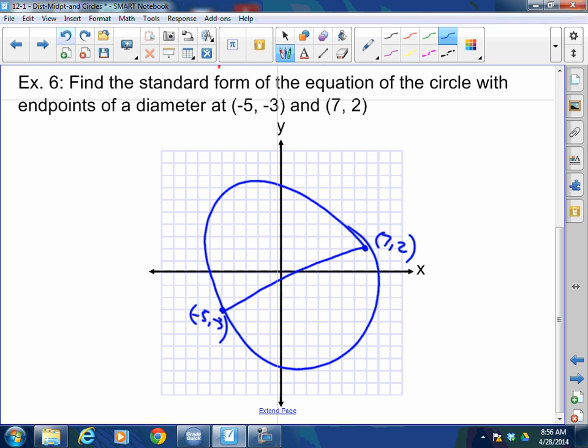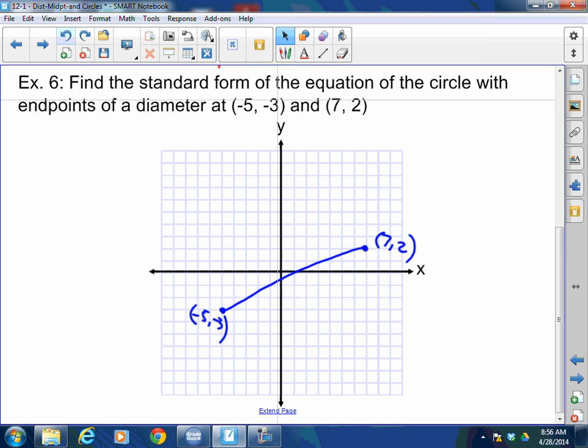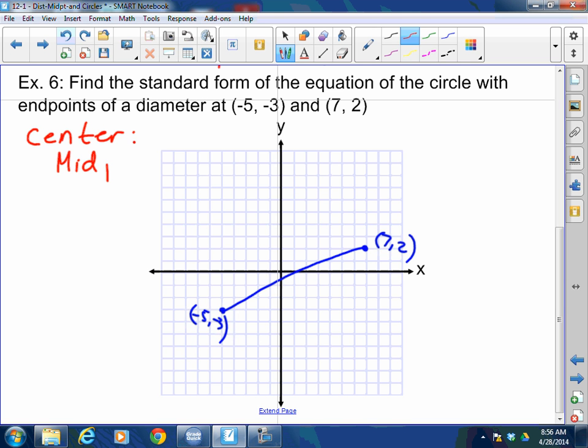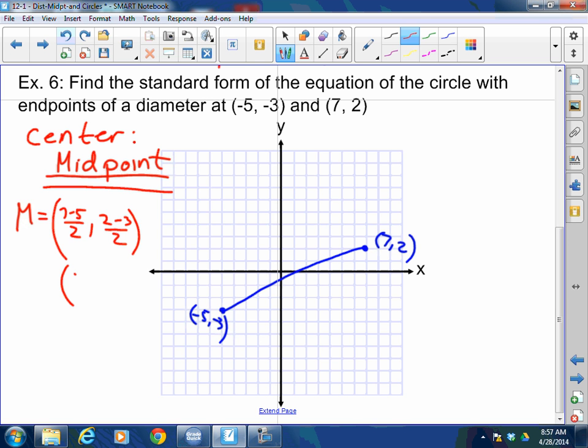I already know what I'm looking for, so I gotta first find my center. And the center of this is the midpoint of the diameter. So what is the center here? My midpoint is x1 plus x2, so 7 minus 5 divided by 2, comma, y2 plus y1 over 2.